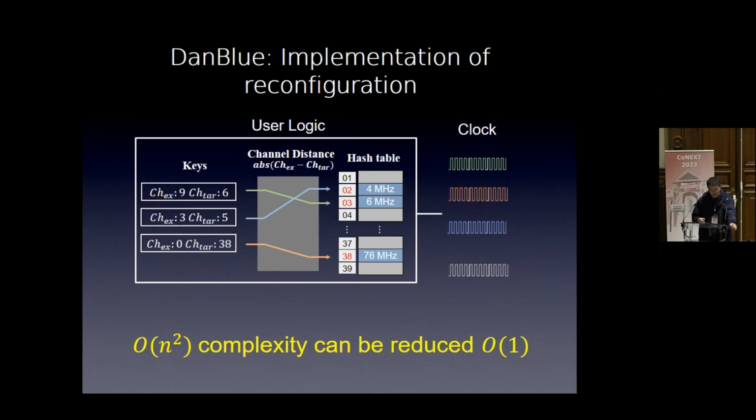To enable fast clock switching between these clock states, we store the clock states in a hash table. So the clock selection complexity can be reduced from O(n²) to O(1).